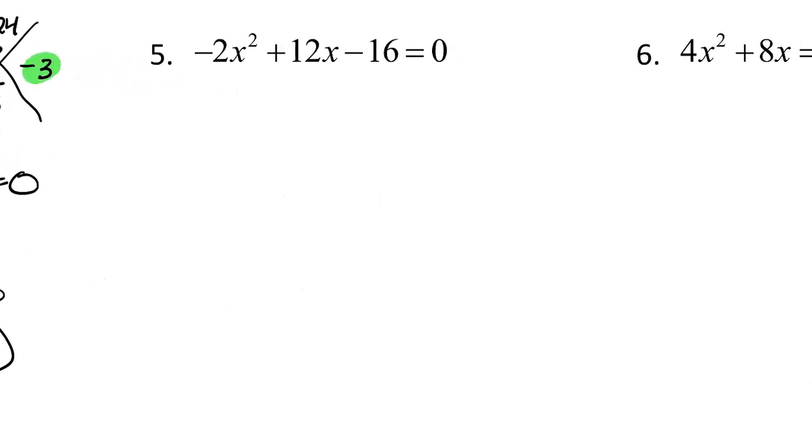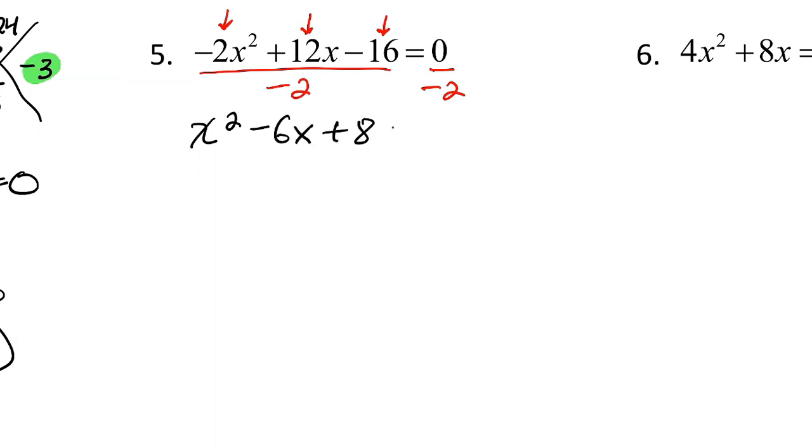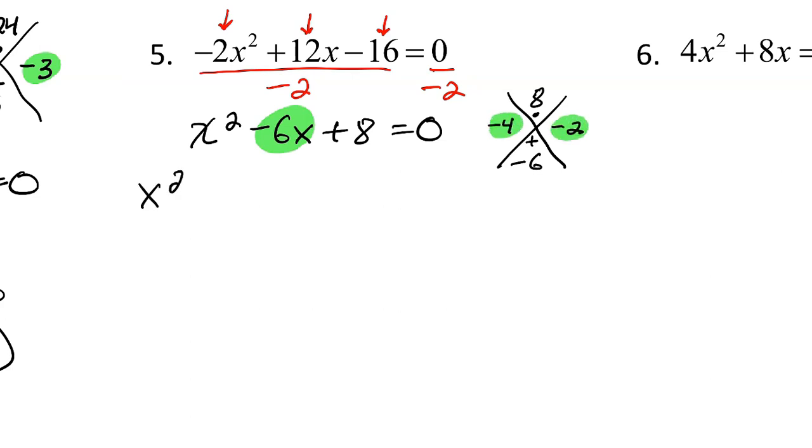On to number 5. Number 5, I notice that each of these coefficients is even. So let's divide everything by -2, divide both sides by -2. So that gives us x squared minus 6x plus 8 equals 0. And then we can do our process. Numbers that multiply to 8 that add to -6. So I think that would be a negative 4 times a negative 2. That multiplies to a positive, but it adds to a negative. So we're going to split the middle term and use those two numbers.